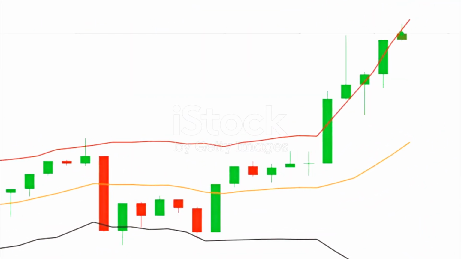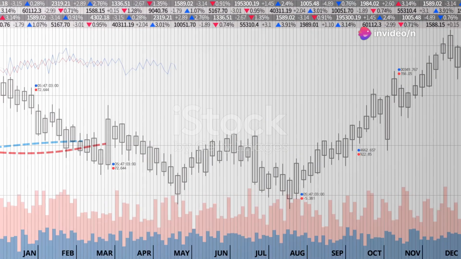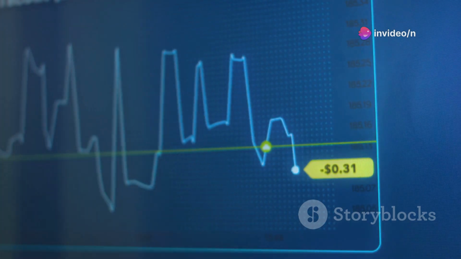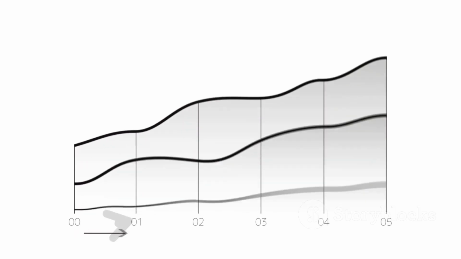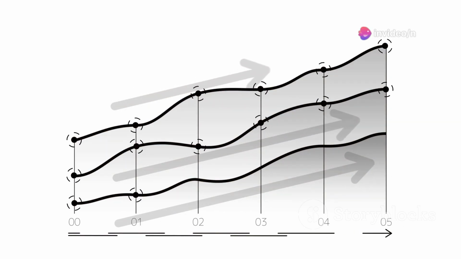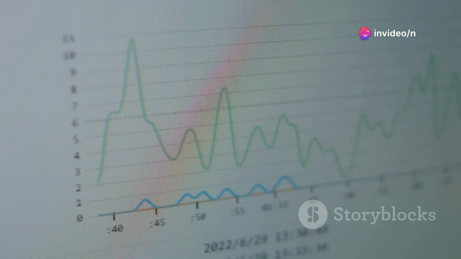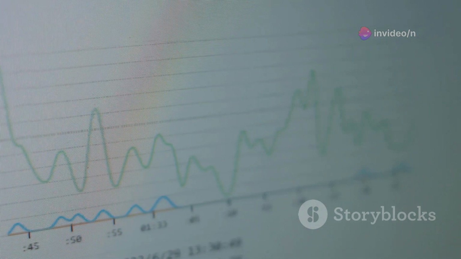The simplest type of stock chart is the line chart. It connects closing prices of a stock over a period of time. Line charts are easy to understand and provide a clear visual representation of a stock's price history. They are particularly useful for getting a quick overview of the stock's performance over a long period. For example, a line chart can show you whether a stock has been trending upwards, downwards, or sideways over the past year.